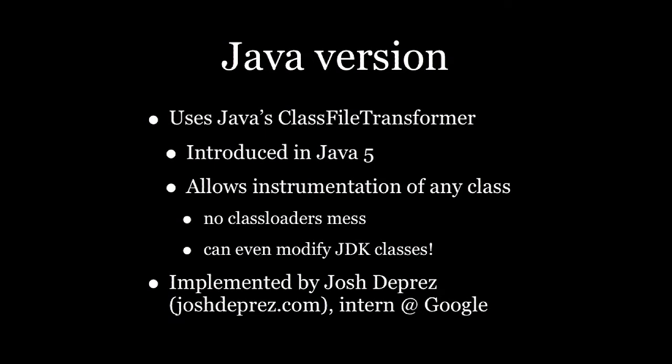So the Java version is implemented by an intern at Google, George Dupre. Yeah, he's actually from Tasmania. And it uses Java's class file transformer. In Java 5, they introduced this thing where you can create your own Java agent, and you can create a class file transformer, and you register it. Before, in order to instrument any sort of bytecode, you actually had to go and mess around with class loaders and make sure that your classes get loaded through your class loader, which instruments everything. Here, you don't need to do that.